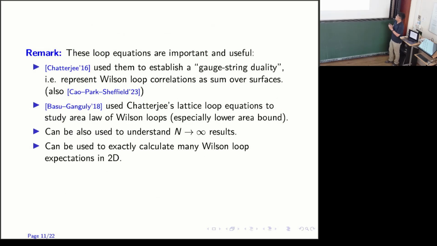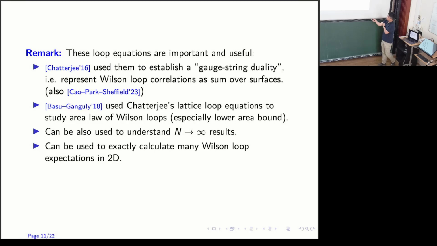Maybe I should mention that these loop equations are not only of theoretical importance, but also extremely useful. On the lattice, Chatterjee, for example, used them to establish a sort of gauge-string duality, which means that one can represent the Wilson loop correlations as a sum over surfaces. Okay, so similar to spin models, where you can write correlations as random walk sums or something. So this connects to the theme of this workshop with random geometry. So this sort of sum over surfaces is kind of a discrete analog of random surfaces.